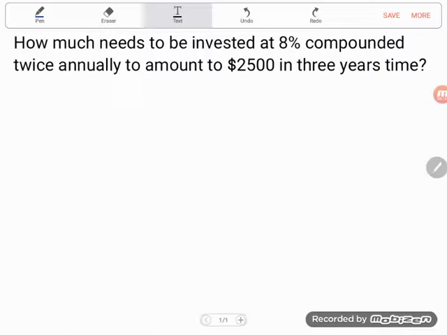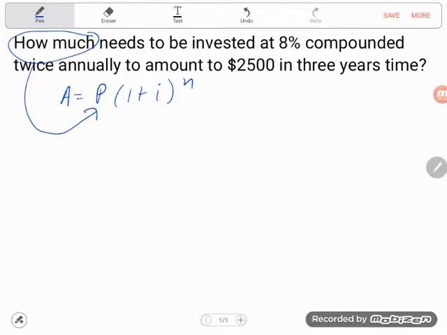Now, if we read this question, we're asked how much needs to be invested. So, if we look at the compound interest formula, they're asking about what is the principal. So we need to make P the subject of this equation. We know that the final amount will be 2,500.